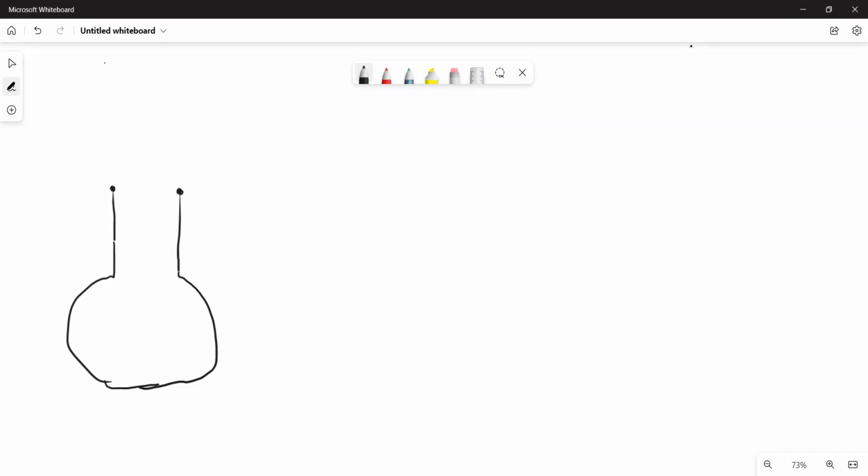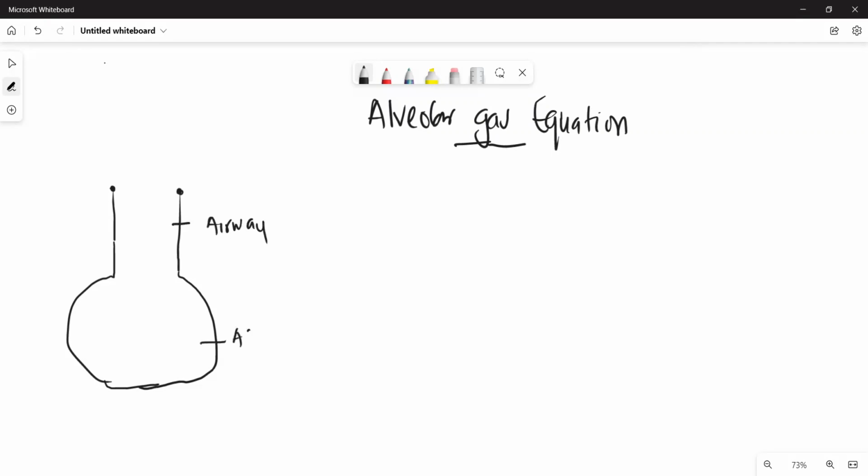Today we're going to be talking about the alveolar gas equation. I'm going to share how I remember the alveolar gas equation without memorizing it. Very easy and simple. Looking at my diagram on the left side, this is going to represent our airway, this is going to be the alveolar, and of course outside it is going to be our atmosphere. As we all know, gas moves based on pressure gradient.